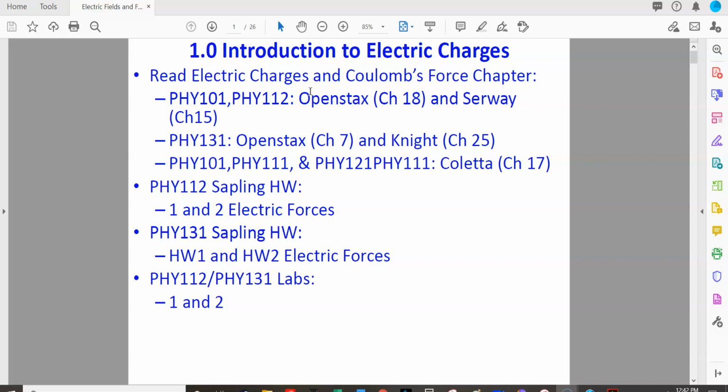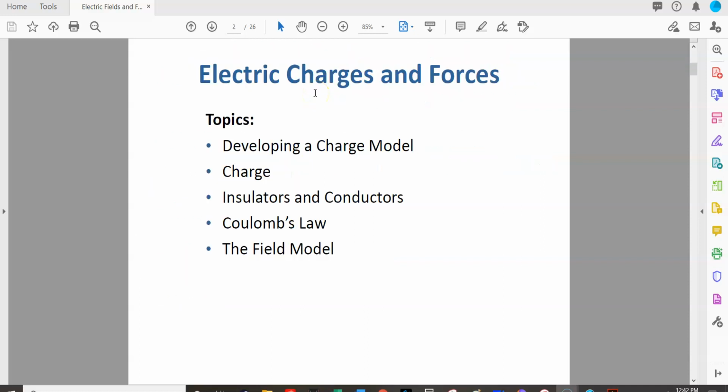So, like I said, we're going to be going through what electric charges are. To start, we're going to talk about what the charge model is and then what a charge is. We're going to talk about insulators and conductors, and then Coulomb's law. Then we're going to apply Coulomb's law in 1 and 2 dimensions, and also integrate that force, so it'll be force diagrams. We're going to integrate those force diagrams with what you learned in Physics 121 and Physics 111.